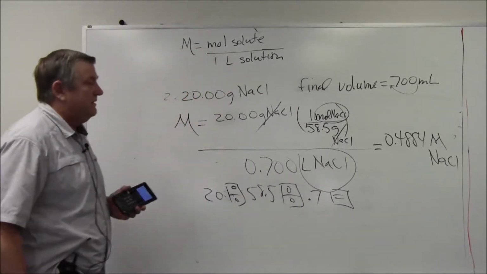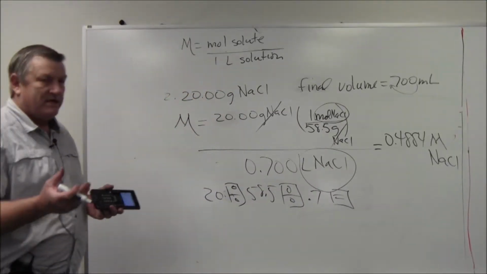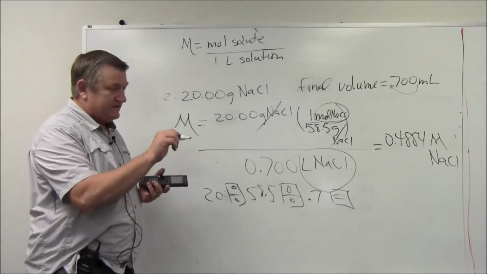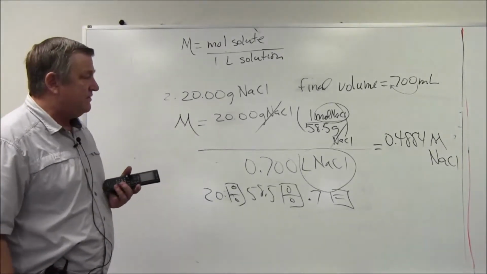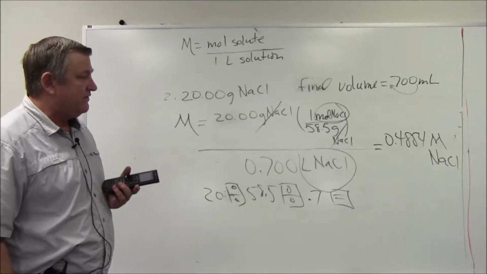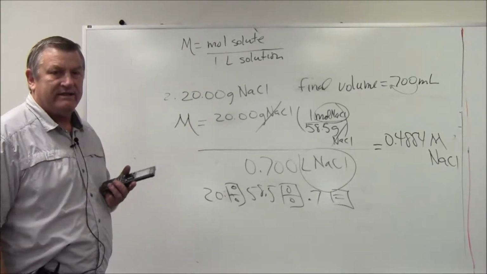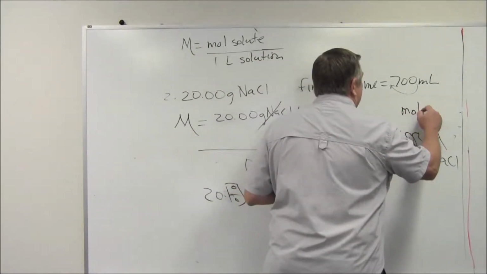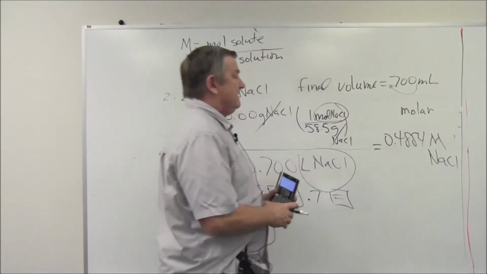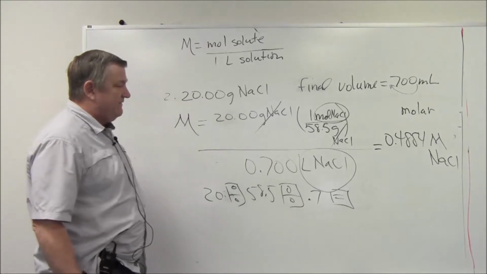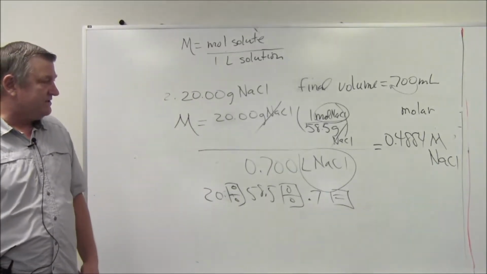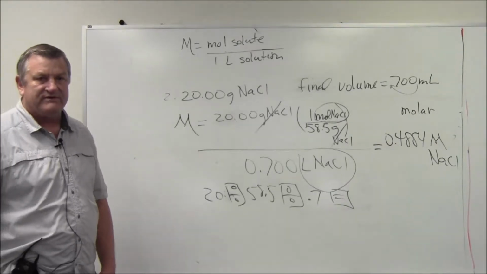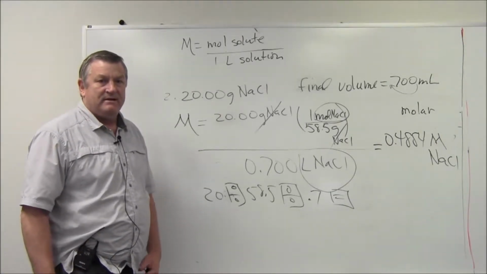Okay? And so on our bottle, once we pour that into the bottle to keep it as a stock, we'd sit there and label it like that, 0.4884 molar NaCl. We read the big M as molar. And what that means is, if we had 1 liter of solution, we'd have 0.4884 moles of sodium chloride in there. Okay?